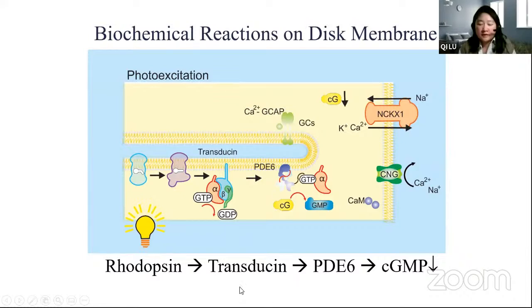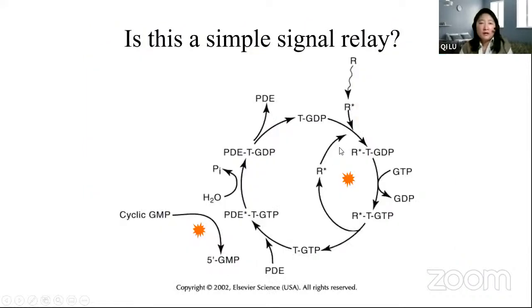Phototransduction. Here the signal cascade comes from rhodopsin capturing light, which activates rhodopsin star, which activates transducin. The alpha subunit of transducin separates to activate PDE6, and PDE6 starts to hydrolyze cyclic GMP to GMP, and the concentration of cyclic GMP will be reduced. It is a simple signal relay, and I think actually it's not.